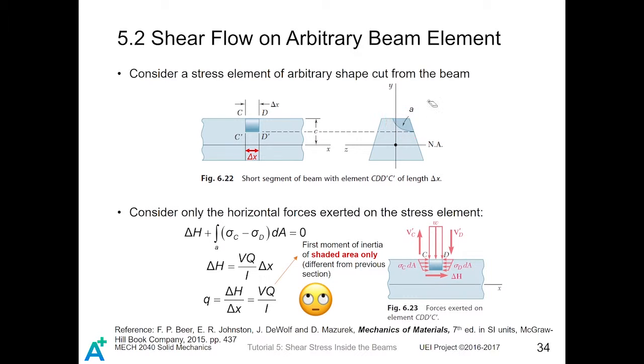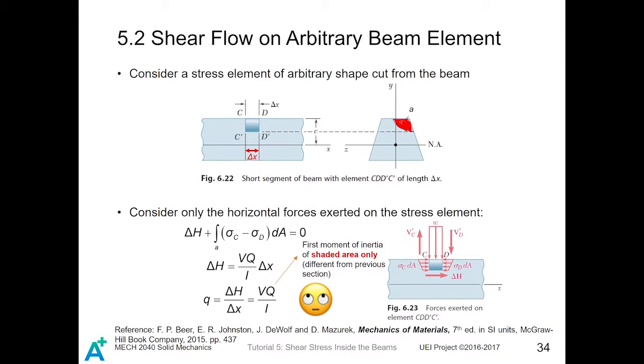It is not like this, okay? We are not accounting all the area above the level of y. Instead, we try to account some region above the level of y, and we observe the horizontal shear force, the two direct stresses on the left hand side and the right hand side, and the force equilibrium. So still, we only consider the horizontal forces exerting on the stress element.